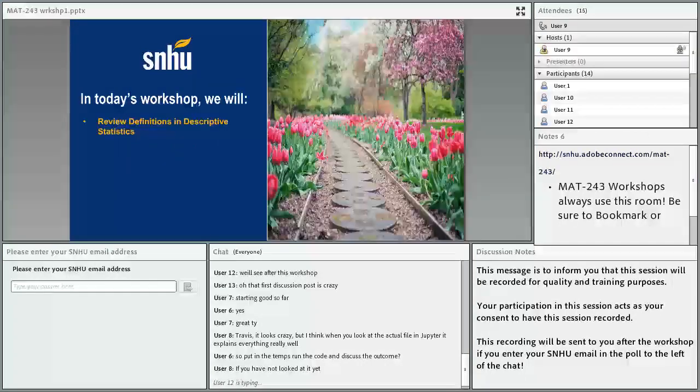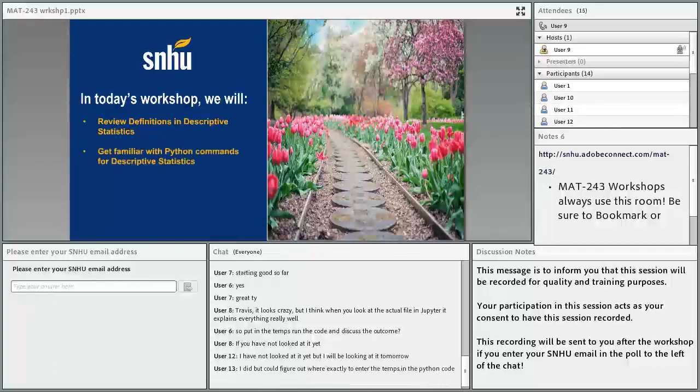So in tonight's workshop, we're going to be reviewing definitions in descriptive statistics. We'll get familiar with some Python commands for descriptive statistics. And we'll learn about probability and some rules in probability.